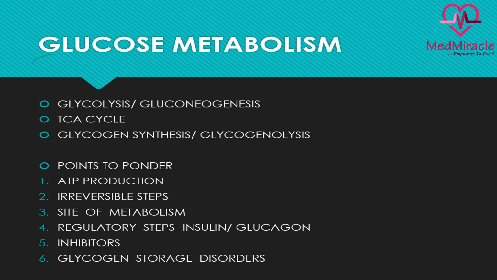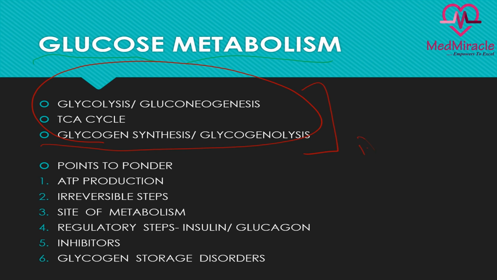First, coming to glucose metabolism. In this, there are multiple pathways available. You have to be thorough with all these 5 cycles. Being thorough with these 5 cycles doesn't mean that you have to memorize each and every step and the enzyme involved. No, absolutely no. You have to be very specific.